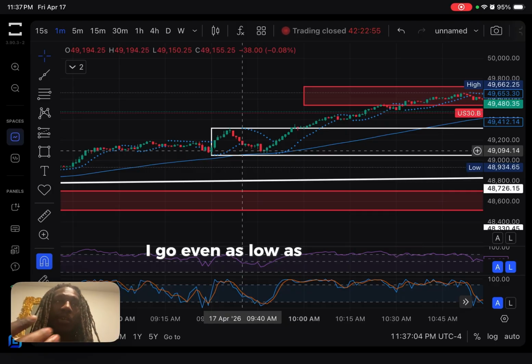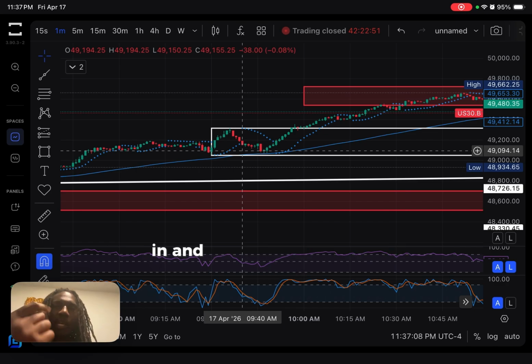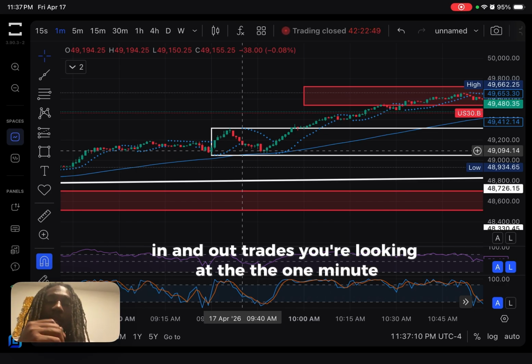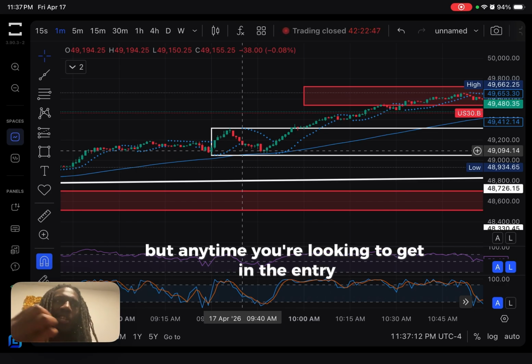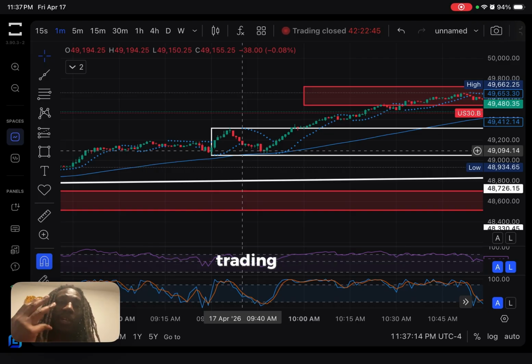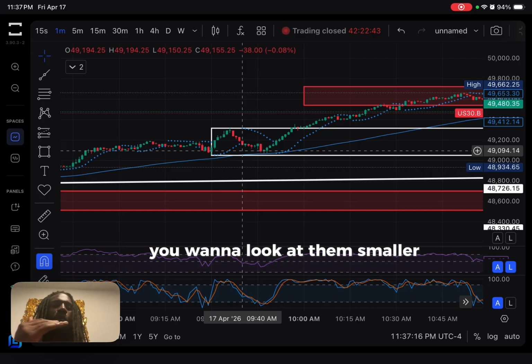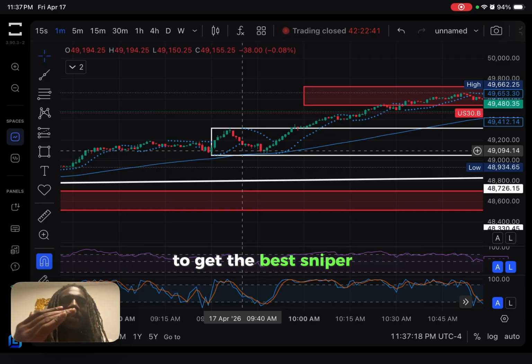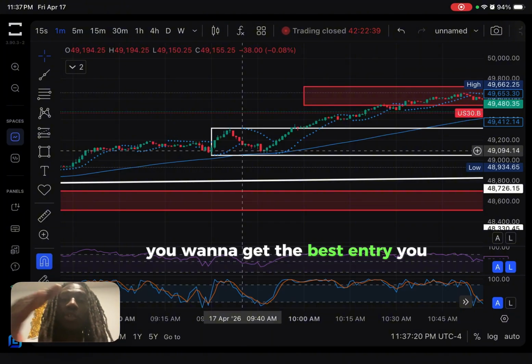I go even as low as looking at the 15-second. But if you're scalping, which is quicker in and out trades, you're looking at the 1 minute. But anytime you're looking to get in the entry, whether for scalping, intraday trading or swing, you want to look at them smaller time frames to get the best sniper entry. You want to get the best entry you possibly can, right?